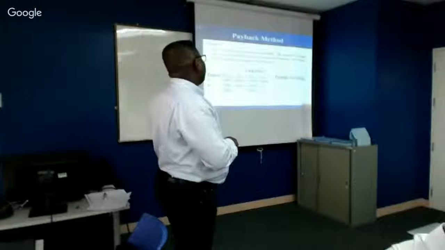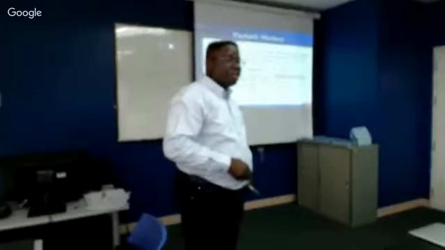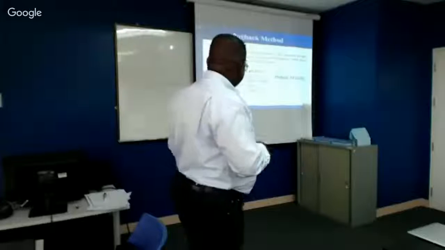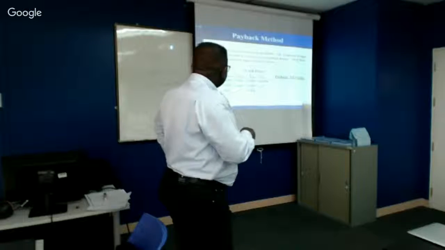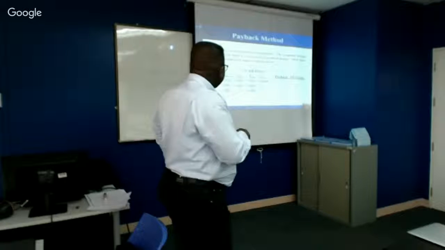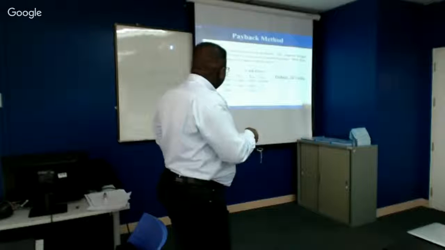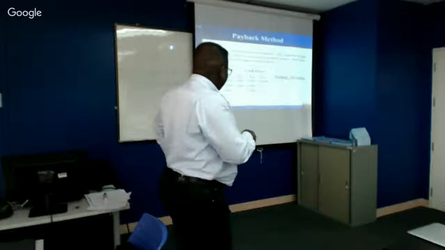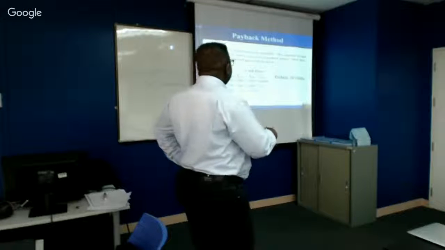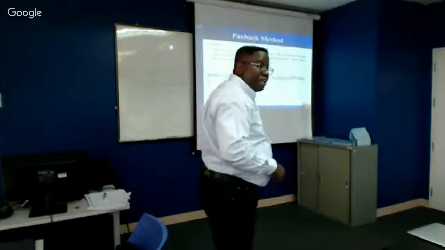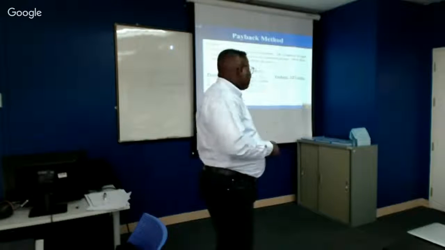Now, what is the payback period for all these three projects? 2 years. Yes, because for this it is 1, 2. So the payback period for project A is 2, and then this one 1, 2, so also 2, and then this one 0, 2. So that is 2. So we have to accept all the projects, right? According to the payback method, 2 years or less. So we have to accept all the projects.